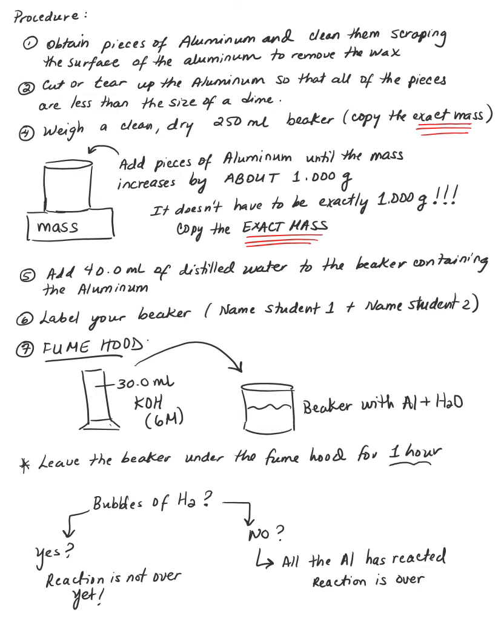Find a piece of labeling tape, put your name and the name of your partner, and put that labeling tape on the beaker. Go to the fume hood, and in the fume hood you will find a beaker containing potassium hydroxide in a graduated cylinder. Use the graduated cylinder to measure 30 milliliters of potassium hydroxide and transfer that into the beaker with the water and the aluminum. So now you have your beaker that is labeled, it contains the aluminum and the water, and you're adding the potassium hydroxide.